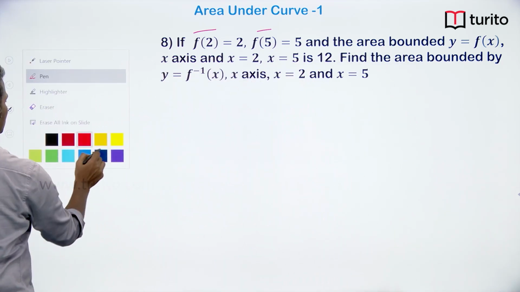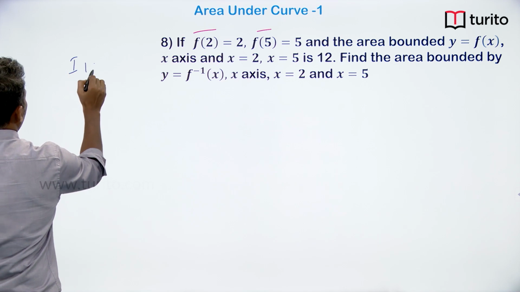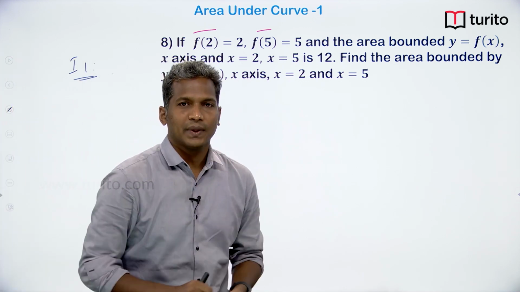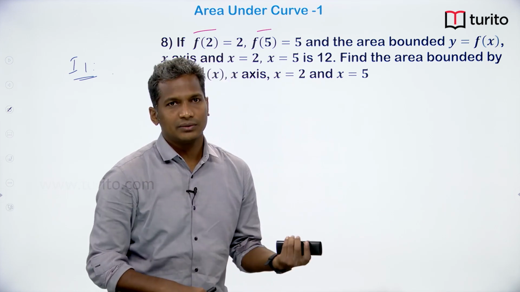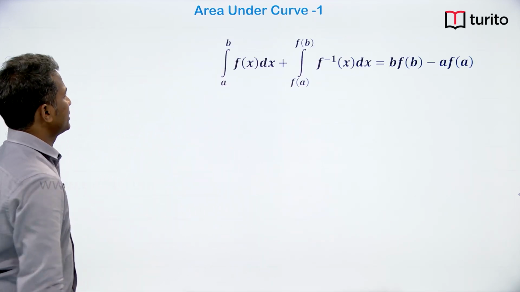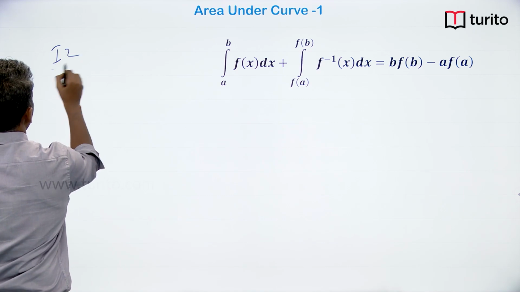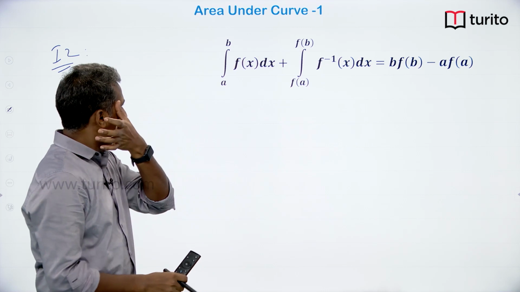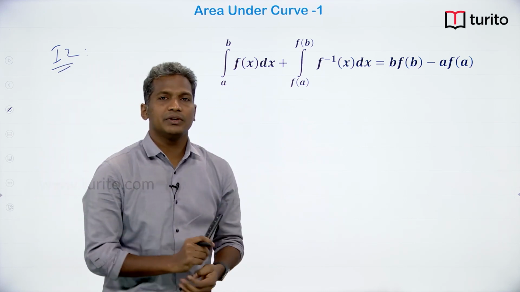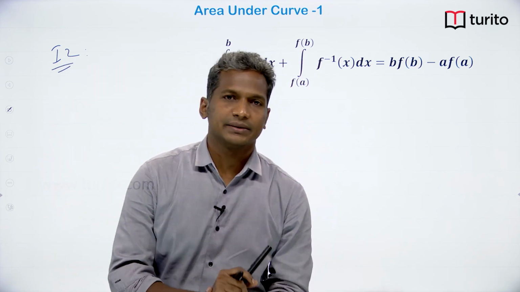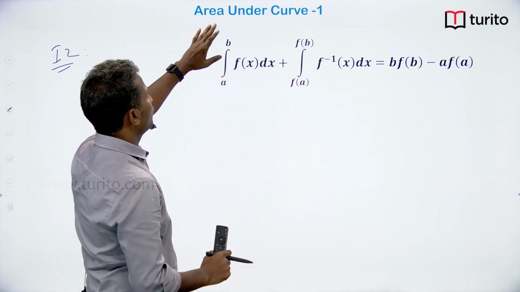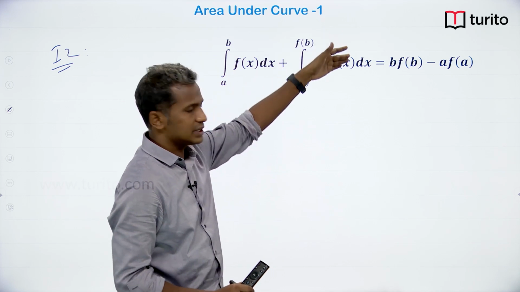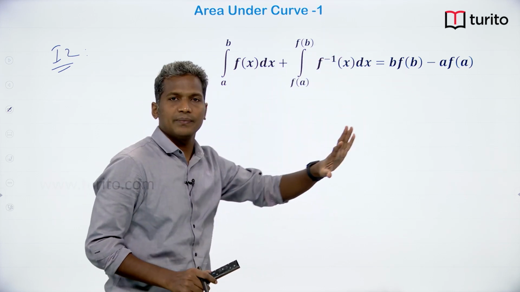To solve this there are two ideas. Idea 1 involves the understanding of the function. Idea 2 involves a formula. Let me explain idea 2 first. There is a standard formula, which we have studied in definite integration. Integral of a to b f of x dx plus integral from f of a to f of b of f inverse of x dx is given as this.